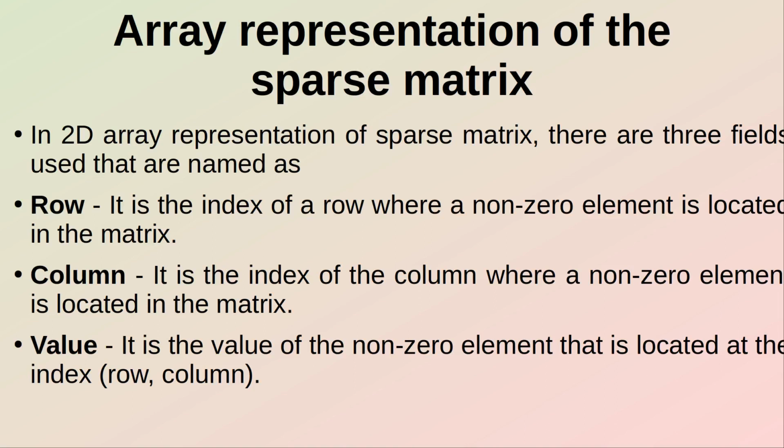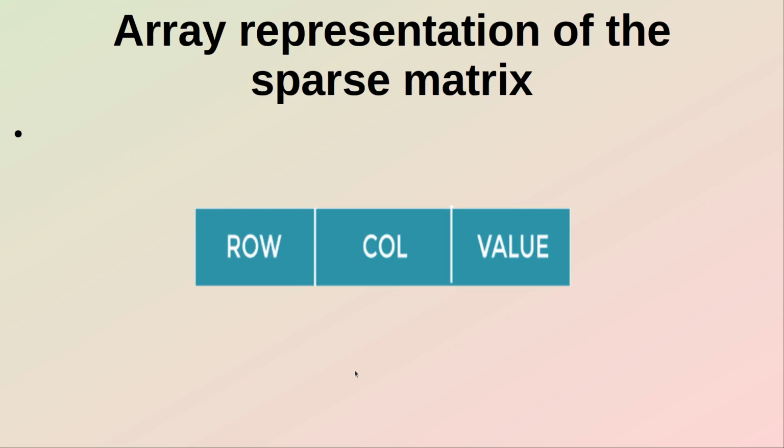So in an array it will be represented in the form of triplets. Here triplets means three: the row, column and value. First we represent the index of the row, then the column index, then the value. For example, here this is the row, column and value, it is represented.